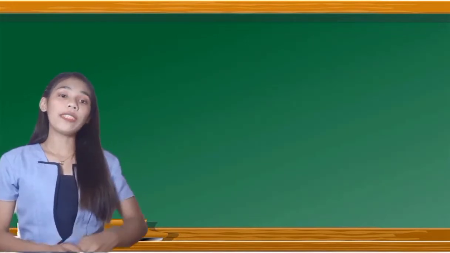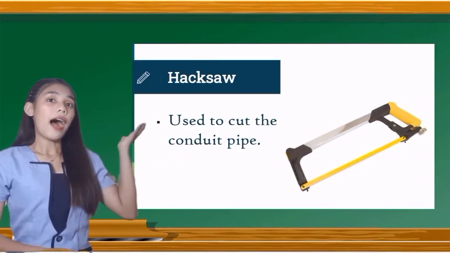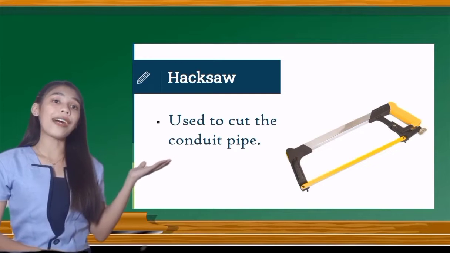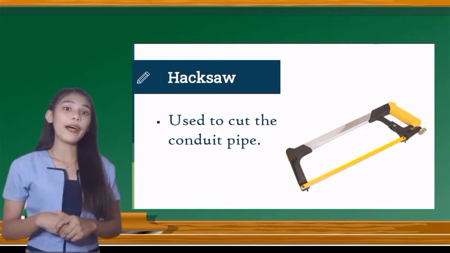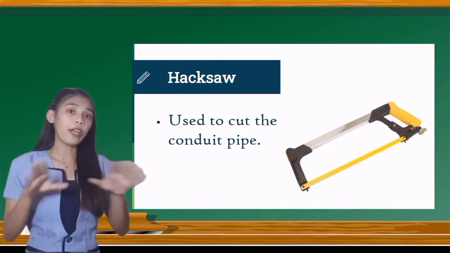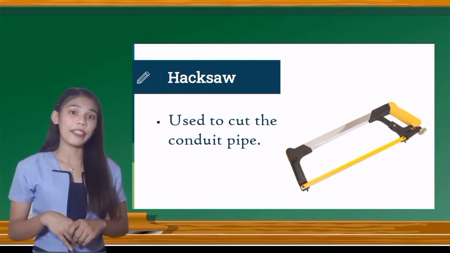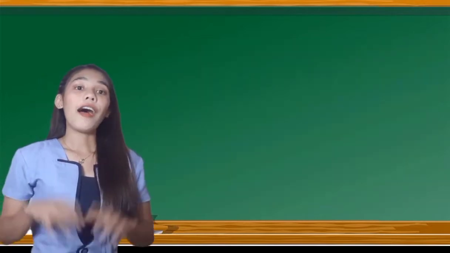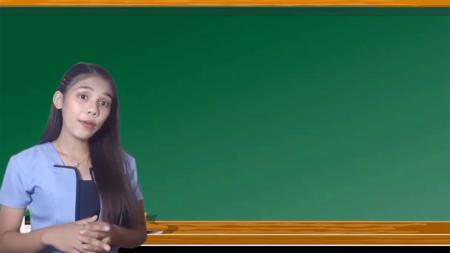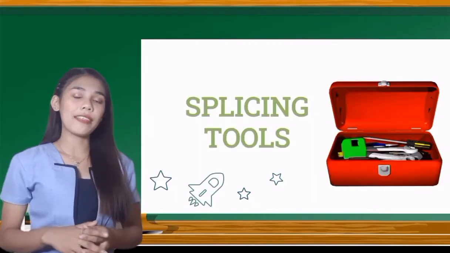One is what we call the hacksaw. Hacksaw is used to cut conduit pipe, a fine tooth saw with a blade under tension in a frame that is used for cutting hard materials such as metal. After knowing the cutting tools, let's proceed to the splicing tools.